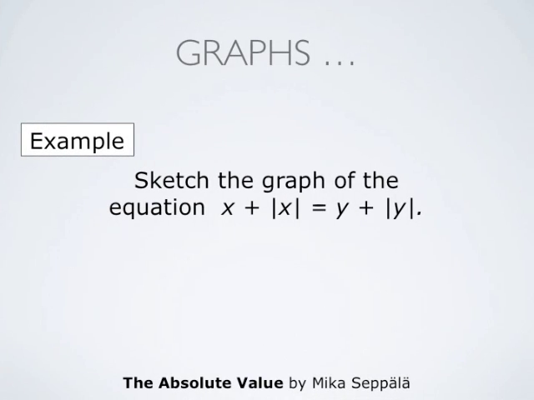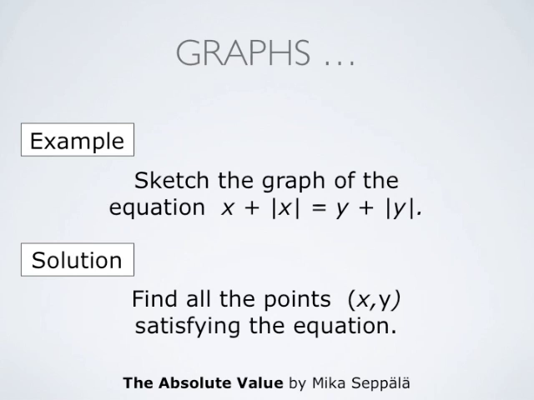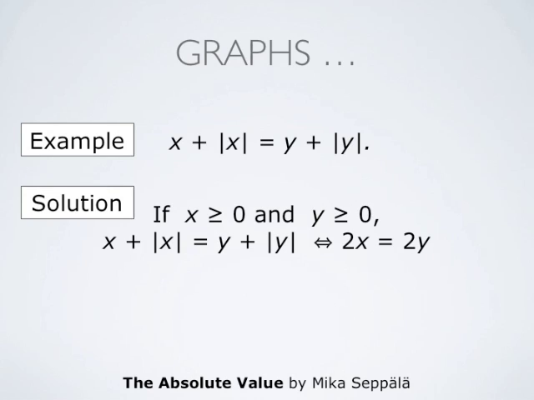Our task in this problem is to sketch the graph of the equation x plus the absolute value of x equals y plus the absolute value of y. So our task is to find all the points x, y satisfying this equation. So we have to solve the equation. If x and y are both non-negative, then their absolute values are the numbers themselves. Then the equation reduces to 2 times x equals 2 times y, and this means that y equals x.